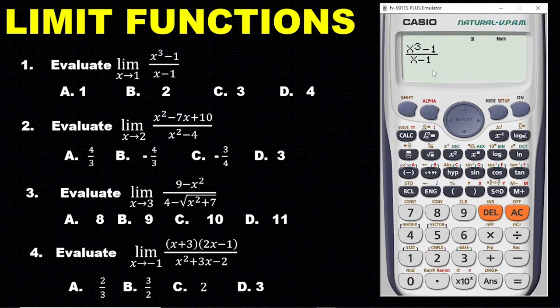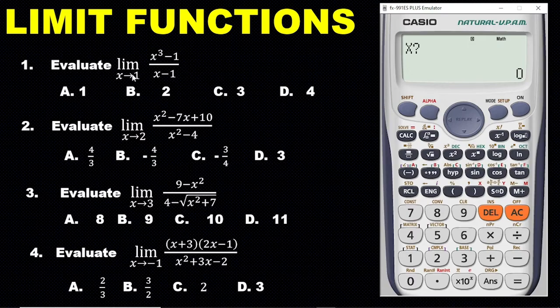Okay, so after entering the expression, the next thing to do is to press the calc button. The calculator will ask you what value of x you want to use. Now, the limit given to us is x approaching 1. That means x is not 1. It is a number close to 1. So if you use 1, you will get an error on the calculator.